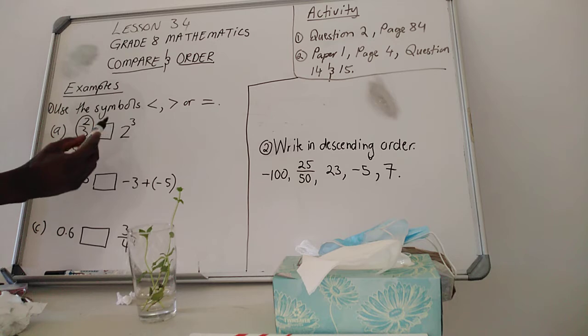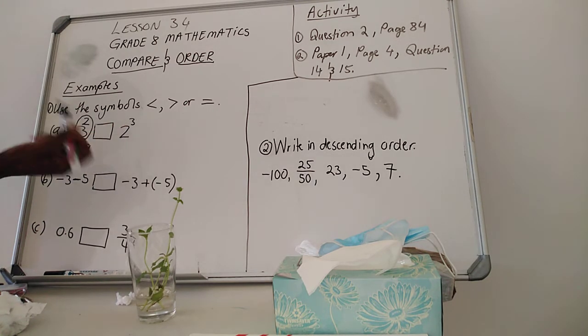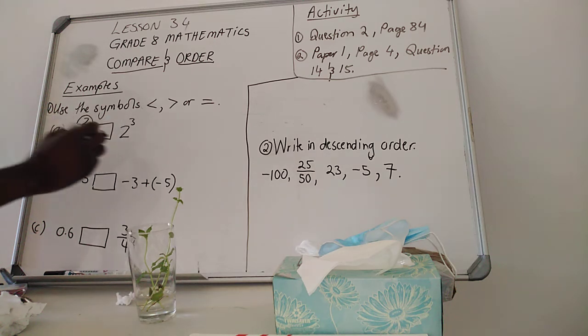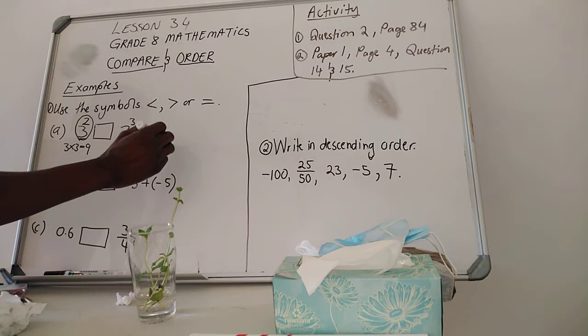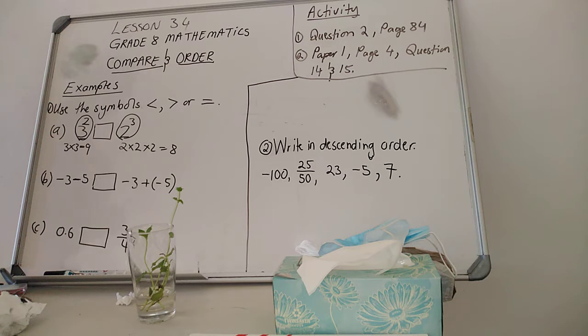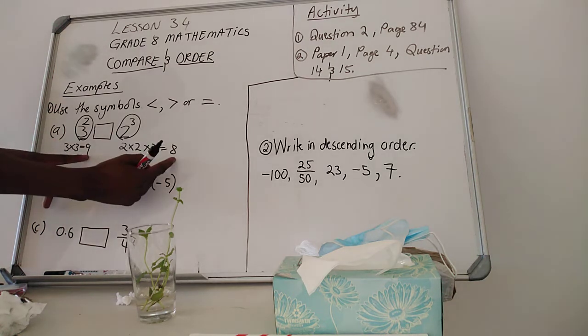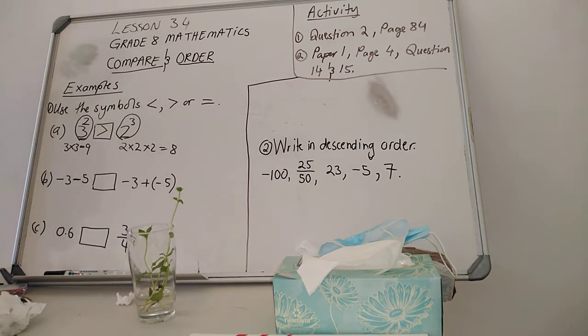While here, we need to multiply 2 by itself 3 times. So that's going to be 2 times 2 times 2, and that's 8. So this number is just 8. So we need to figure out now between 9 and 8 which number is bigger. So 3 exponent 2 is bigger than 2 exponent 3.